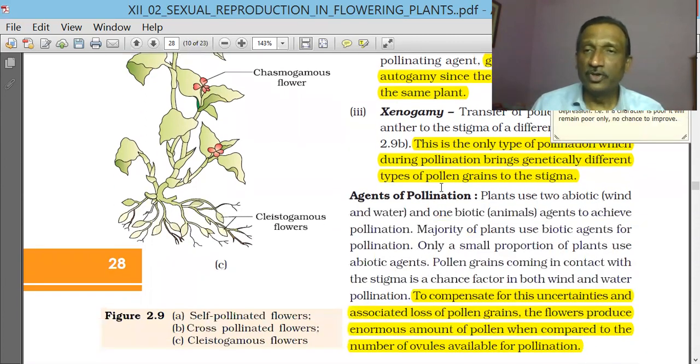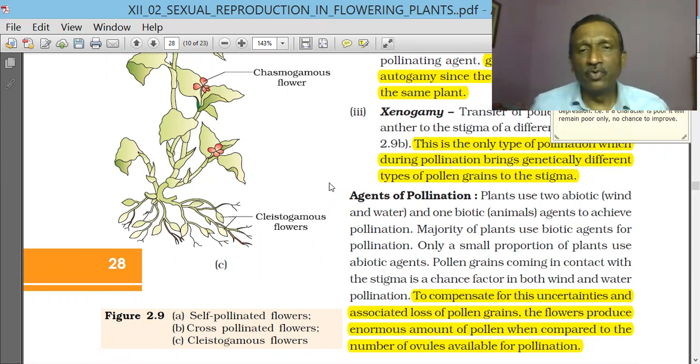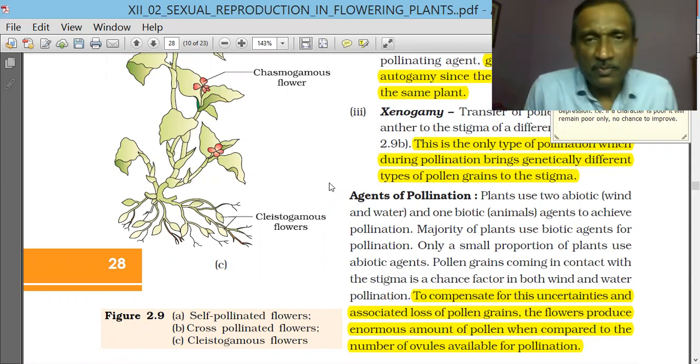Okay, now agents of pollination. Who will do that? We know that plants are immobile, and when the plants are immobile, their gametes are also immobile. In most of the lower plants we have studied, the antherozoids are transferred with the help of even a single drop of water. But here, most of the plants we are talking about are land plants in which the pollen grains are not even transferable by water. So they require some type of agent.